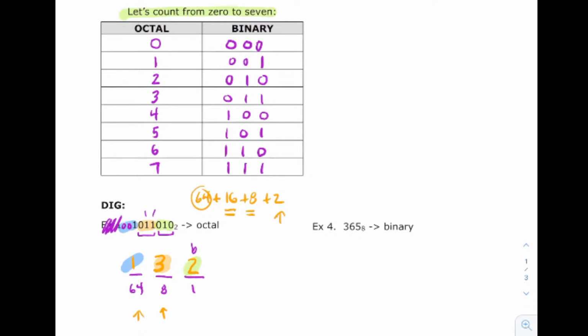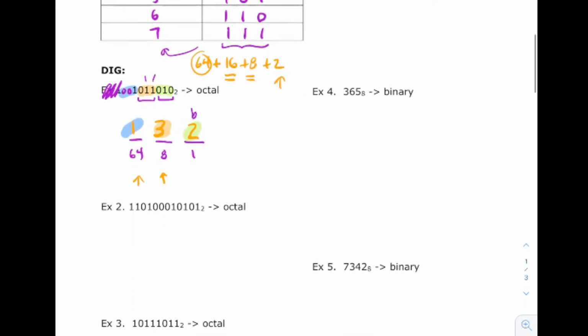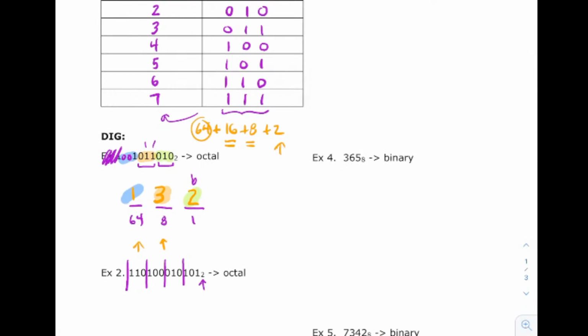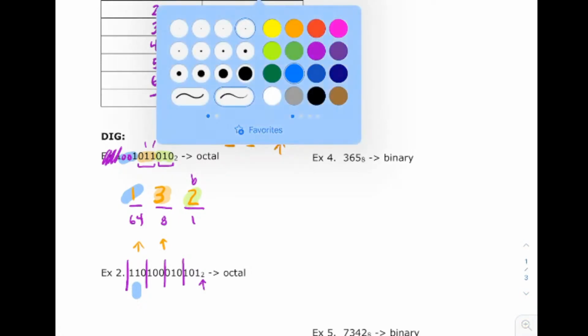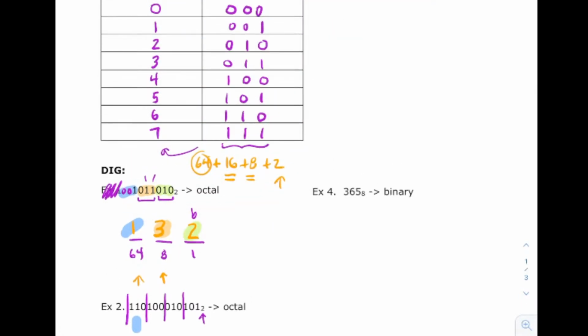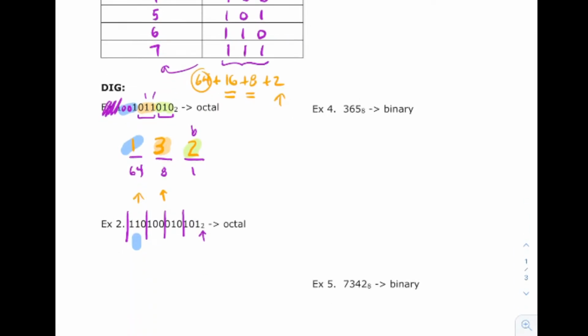Oh, I was saying, in the binary column, we've got 3 digits, right? So you grab 3 digits at a time to turn it into something octal. Grab 3 digits at a time. So you look at example 2 here. Now, this is binary. I'm going to grab 3 at a time, like this. Groups of 3. And then all you do is look up here to your table and say, what's a 110? A 110 is right there. A 110 is a 6. So I'm going to write a 6 there.